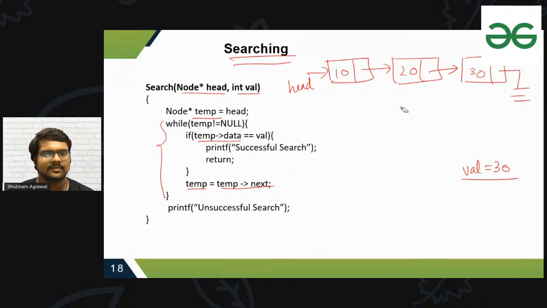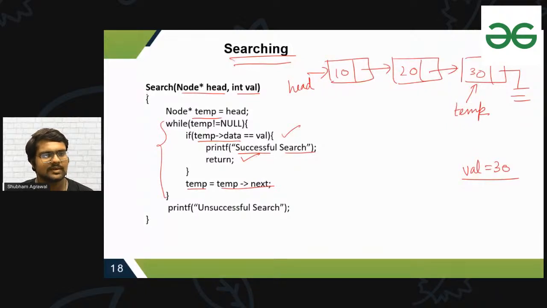Now if we see, temp is not equal to null, and temp of data, which is 30, is compared with this value. So 30 is equal to 30. Hence we will enter this if condition and print successful search. So we have found our element in this linked list, and we will just return from this function.